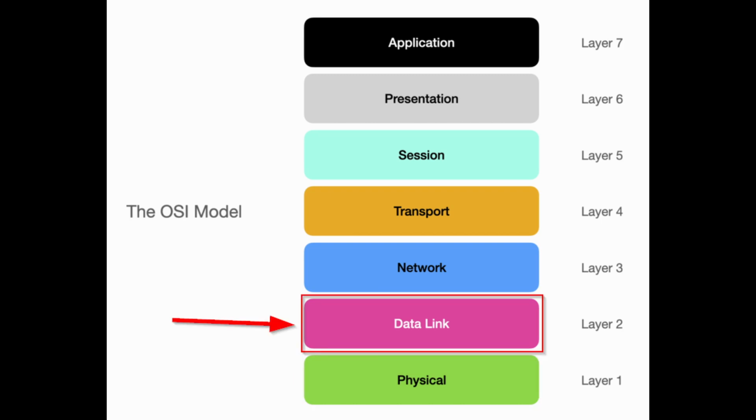Now, let's move on to layer 2, the data link layer. Building onto the foundation of layer 1, the data link layer is responsible for data transmission between directly connected devices. This layer takes the raw signals from the physical layer and organizes them into something called frames.